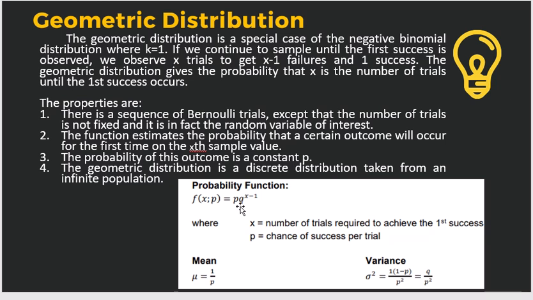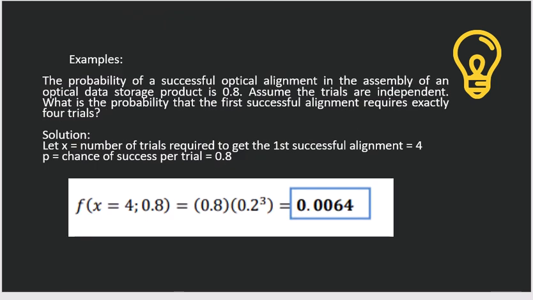So we have the probability function f(x; p), which is equivalent to q raised to x minus 1 times p, where x is the number of trials to achieve the first success, and p is the chance of success per trial. To compute the mean, we have 1 over p, and to compute the variance, we have quantity 1 minus p over p squared, which is equivalent to q over p squared. So let's have a given example for you to understand the geometric distribution.